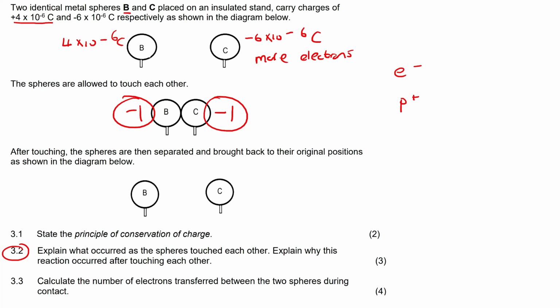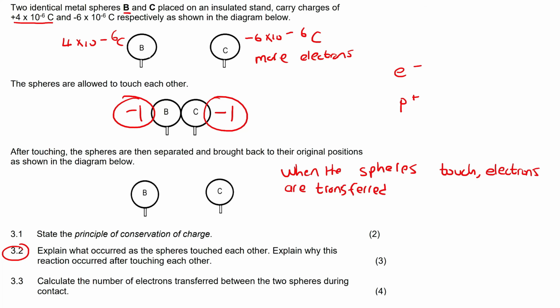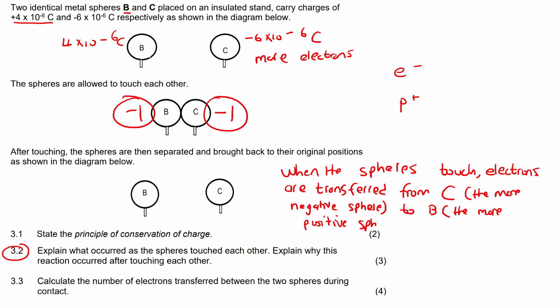So explain what occurs as the spheres touch each other. Okay, so when the spheres touch, remember, it's only electrons that can move. You don't move protons, it's only electrons. When the spheres touch, electrons are transferred from C, and I'm going to put in brackets here the more negative sphere, to B, which is the more positive sphere.